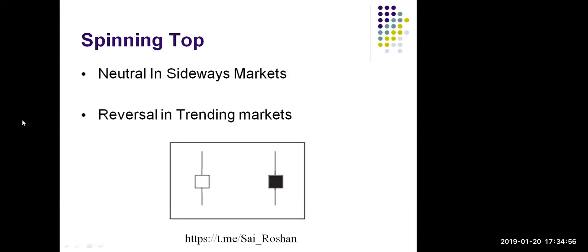So, spinning top. This also indicates it's neutral, once again indecisive. But in trending markets, they are similar to doji. Only thing is they have a body. The color of the body does not matter at all. It could be a green candle or a red candle, but they signify a reversal.